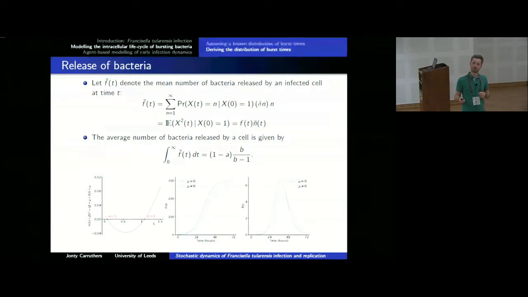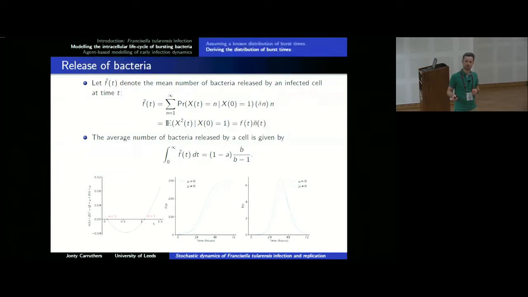And also you can write this as just the product of that density of the time until rupture times some function, n bar, we're calling it here. n bar would be like saying, given this cell's rupturing at time t, how many bacteria is it going to release? If we wanted to look at the average number of bacteria being released, or the distribution, for the mean we can just integrate over all the times for this average, and we get this expression here.